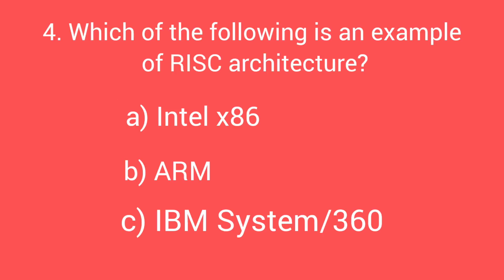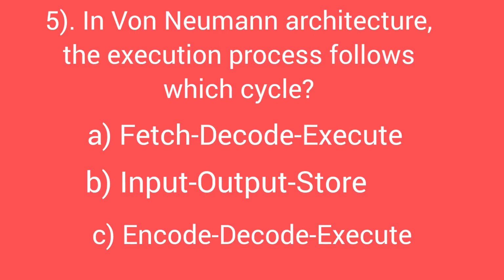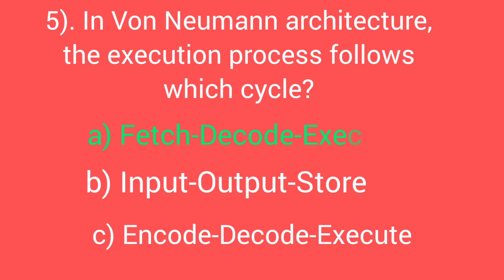4. Which of the following is an example of RISC architecture? Answer B. ARM. In von Neumann architecture, the execution process follows which cycle? A. Fetch, decode, execute.